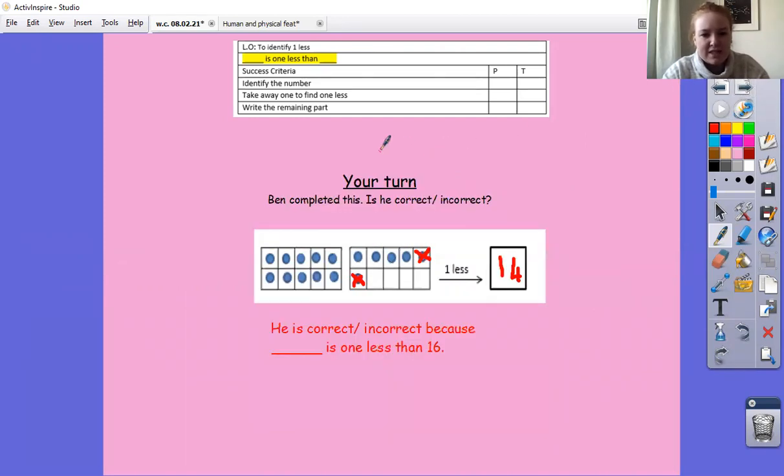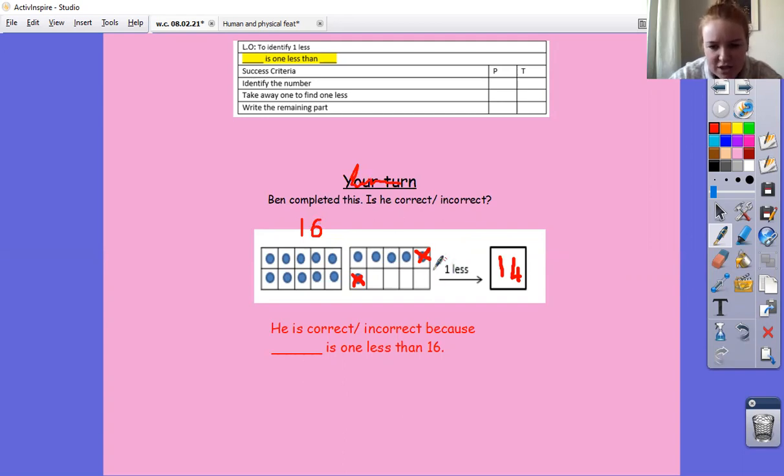Okay, let's have a go at this one. So Ben has completed this. Is he correct? Okay. So what number is this to start with? And we've taken one less, and he thinks this is the new number. So let's identify this number to start with. How many complete tens frames do we have? We have one complete tens frame. And how many ones did we have before some were crossed out? So ignore that these are crossed out. How many did we have? We had 1, 2, 3, 4, 5, 6. So we had 1 10 and 6 ones equals a whole, which is 16.